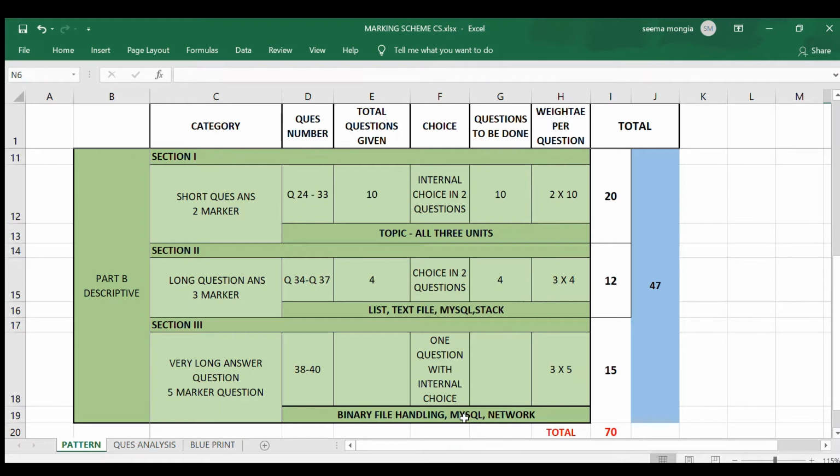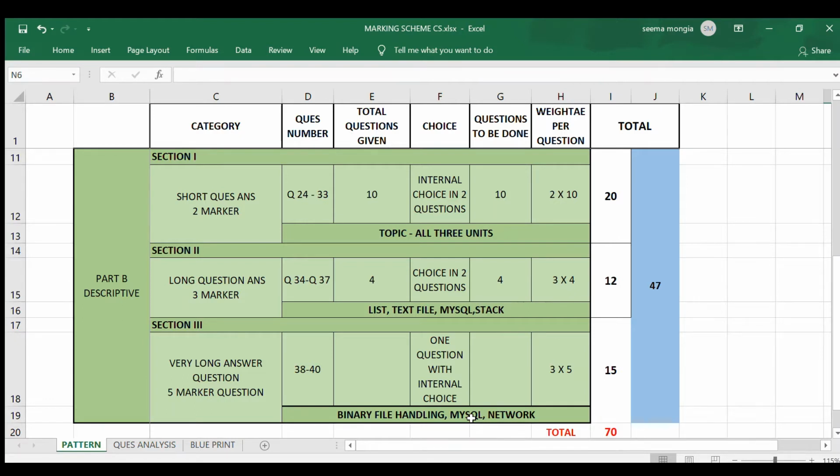But when we talk about these 3 major questions, it is expected, as in the sample paper, that the choice is given in binary file handling, and I'm assuming that in the final paper also this internal choice will be given in binary file handling only, because that is the most difficult part for the student to handle. The MySQL question is a query-based question, so there are very few chances that the student is going to lose all the marks.